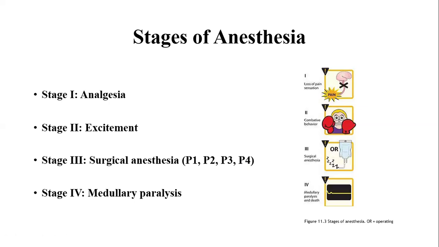And the fourth stage that is usually not desirable is medullary paralysis. It is a very lethal stage for the animal, because in this stage there is an overdose of anesthesia, which leads to the depression of the respiratory system and vasomotor center, which results in respiratory and cardiovascular failure or collapse, and ultimately leads to death or coma. So you have to avoid this stage at any cost.